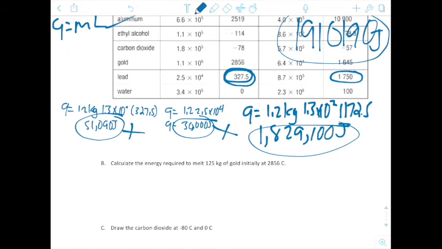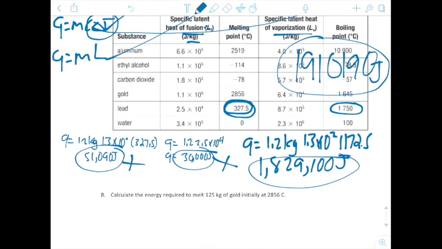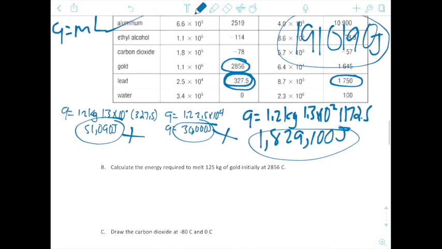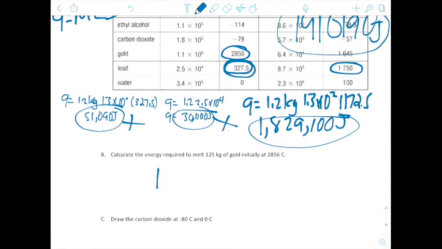Calculate the energy required to melt 125 kilograms of gold initially at 2856 degrees Celsius. Since the melting point of gold is 2856, you're only going to use Q equals mL. You should get an answer of 1.375 times 10 to the 8th joules.